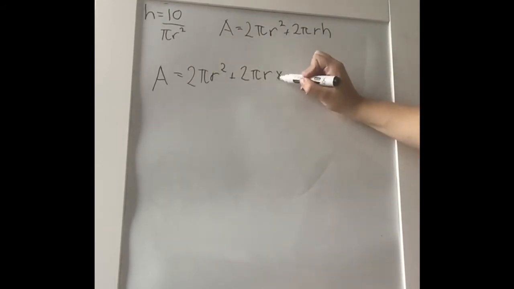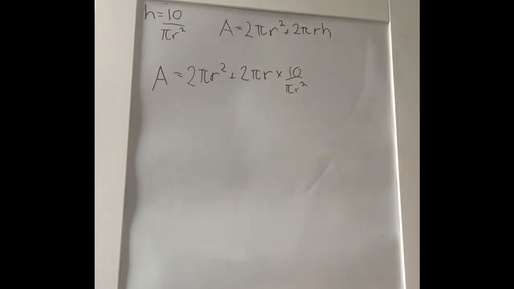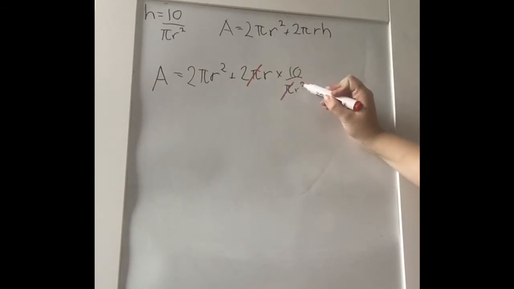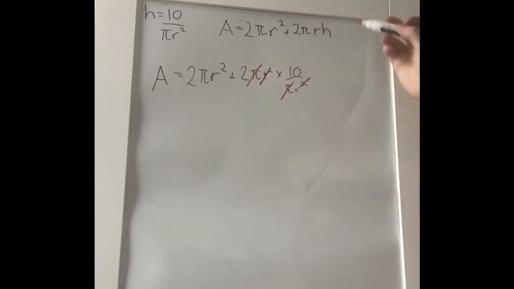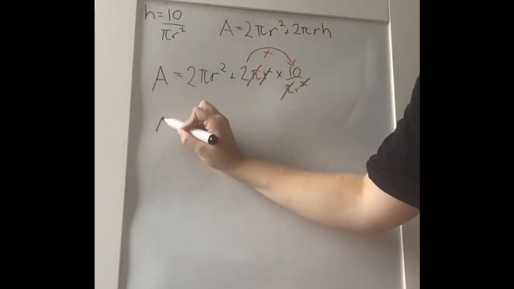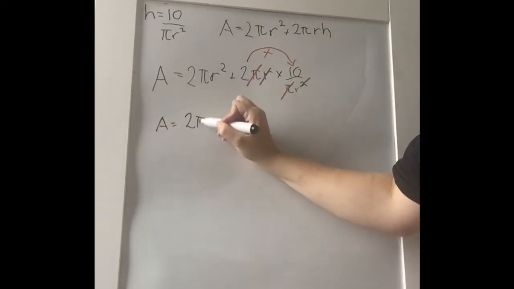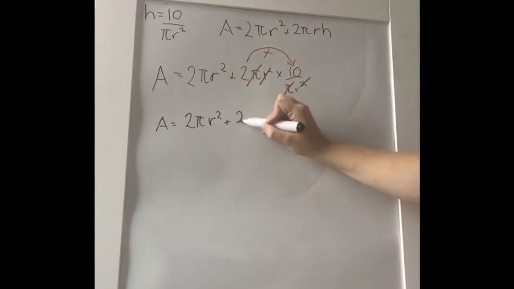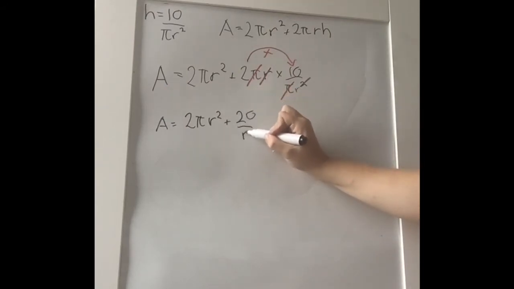Where the h is, you sub in that equation we've got at the top there, and from there you can cancel out the values that aren't needed, multiply the 2 and the 10 together, and that gives us A equals 2 pi r squared plus 20 over r, which is what we needed to prove. Therefore, we've proven that A equals 2 pi r squared plus 20 over r.